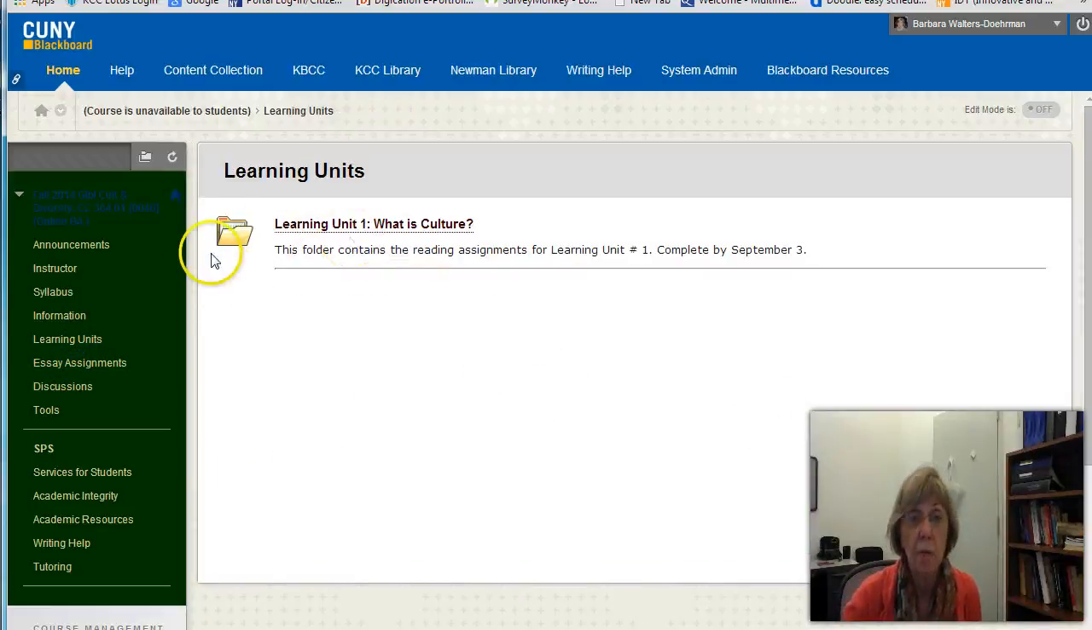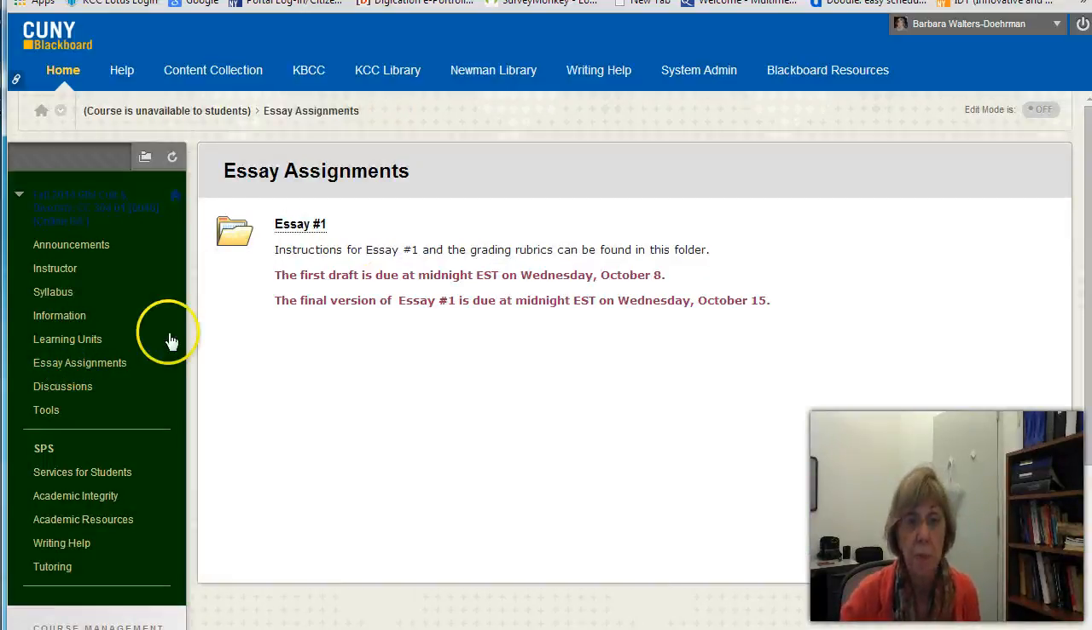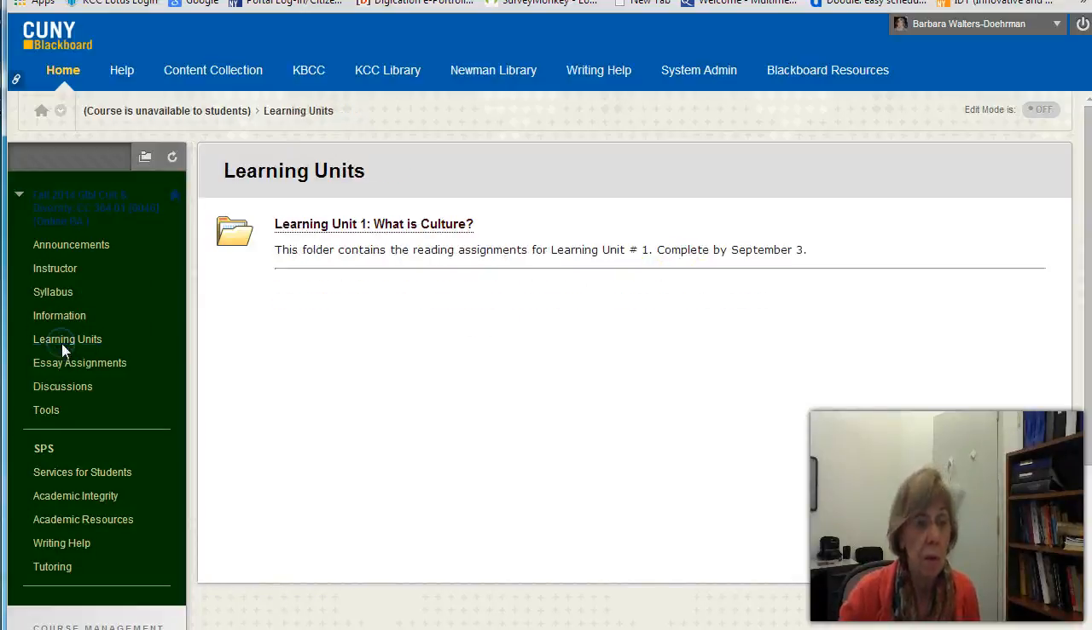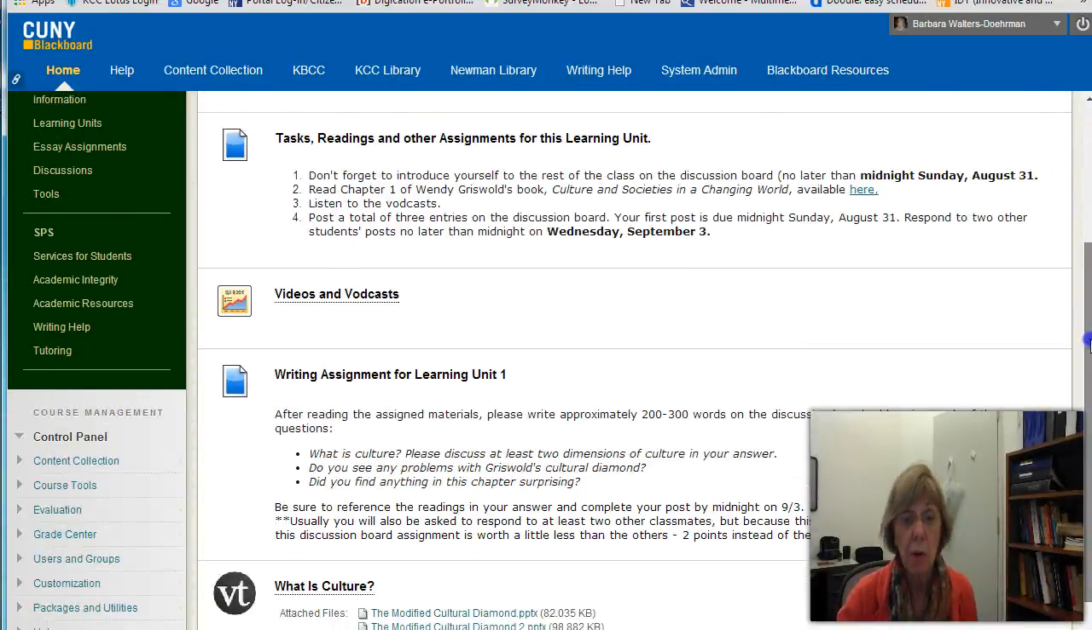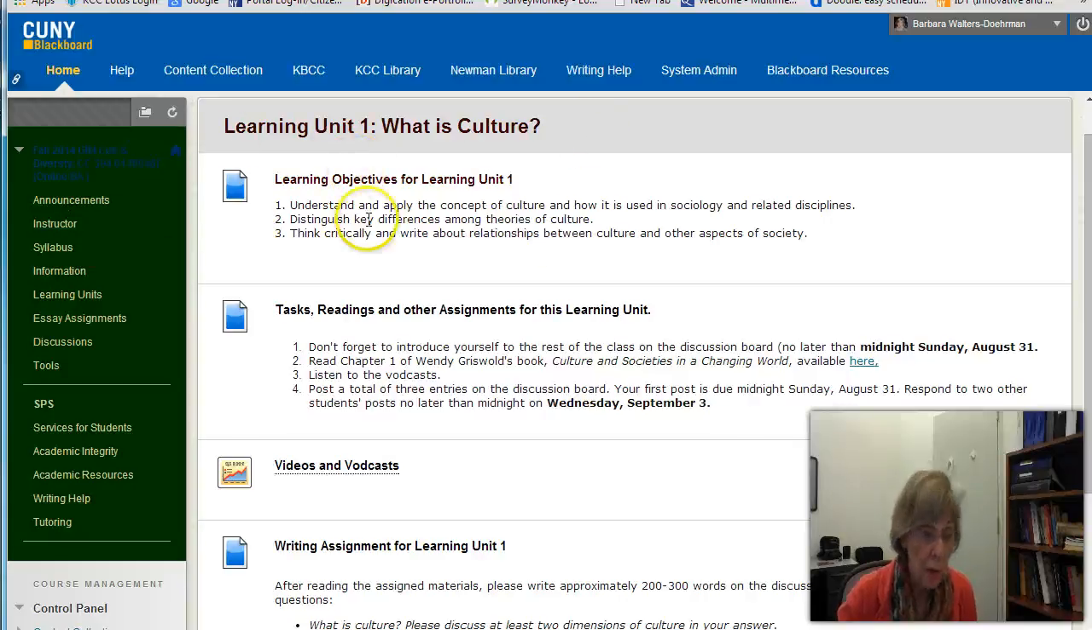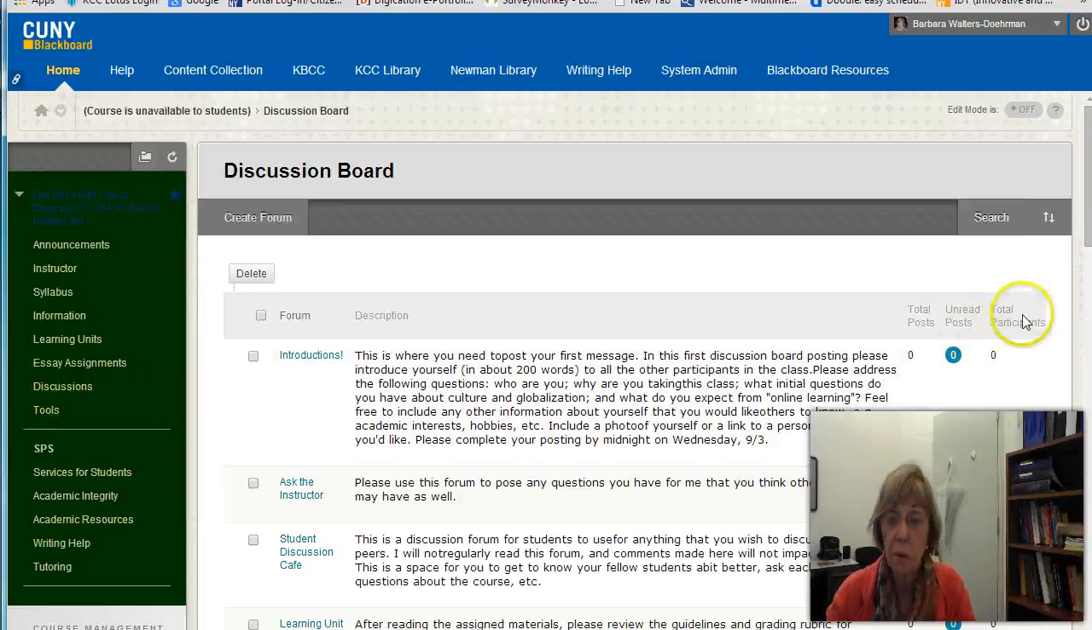On the exterior of the envelope, you will find information pertaining to the due dates of the essay assignments. These will also be captured on the learning unit exterior folder in the learning unit, for the learning unit in which that assignment is due. You can generally access the discussion forum through the learning unit, but you can also access it by clicking on discussions.